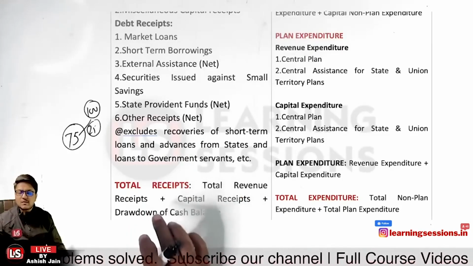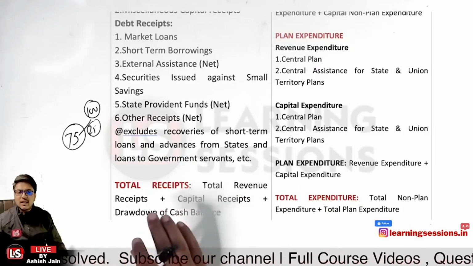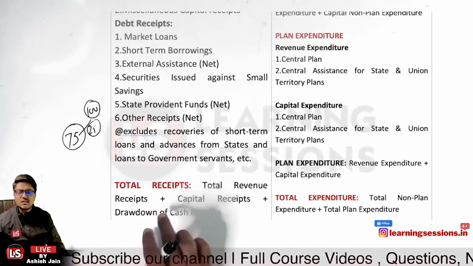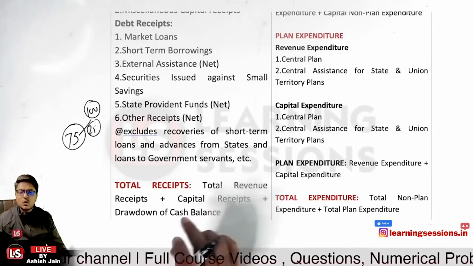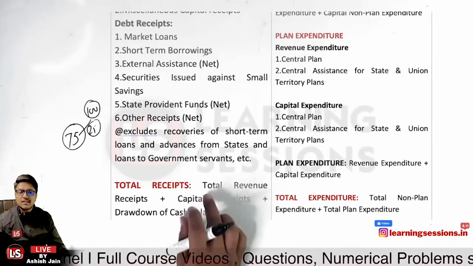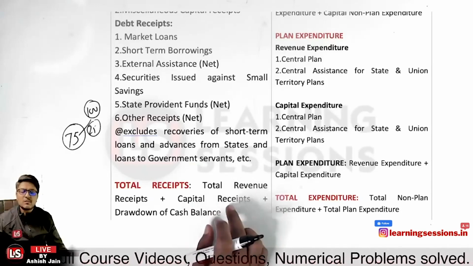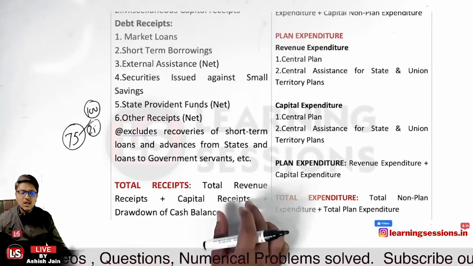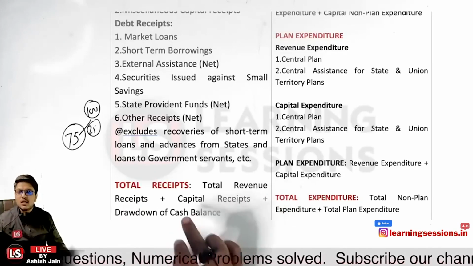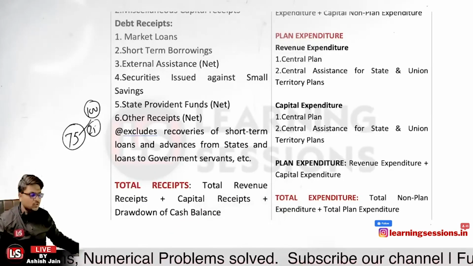So the total receipts will be sum total of three terms. That is the total revenue receipts, which is basically sum total of what? It is a sum total of the net tax revenue plus the total non-tax revenue. And the capital receipts is sum total of what? It is sum total of the debt receipts and the non-debt receipts. Okay, plus the drawdown balance. That is the total receipts.